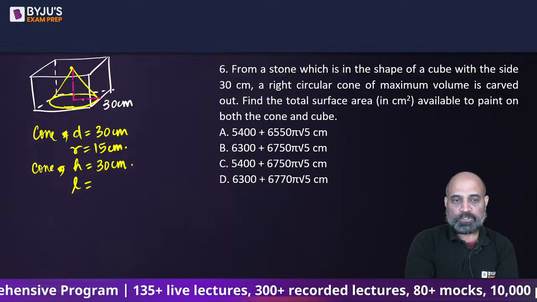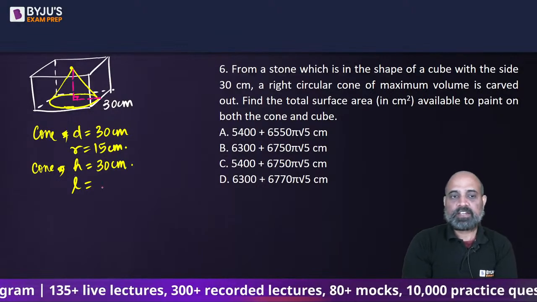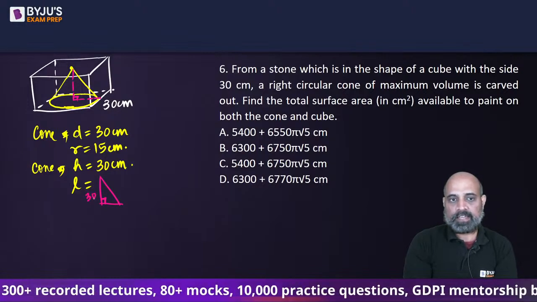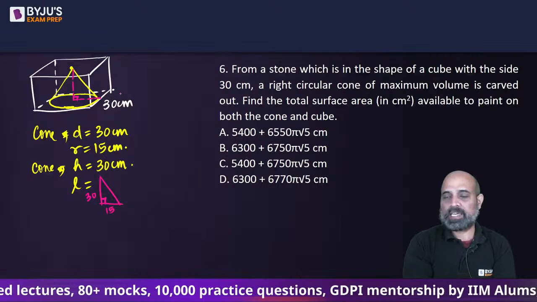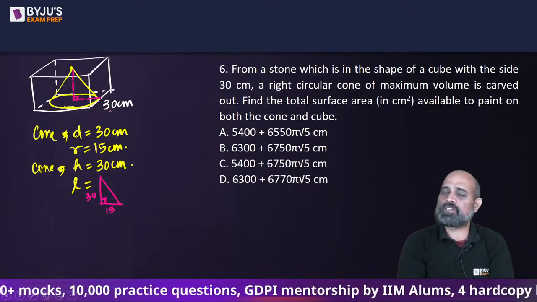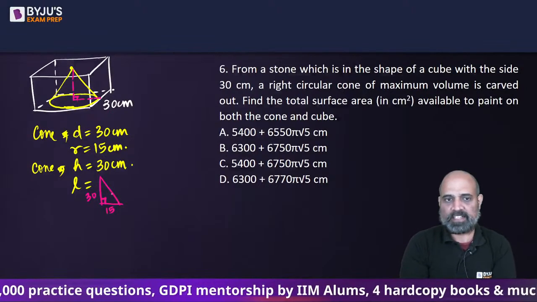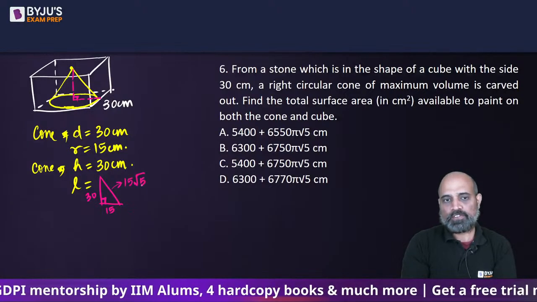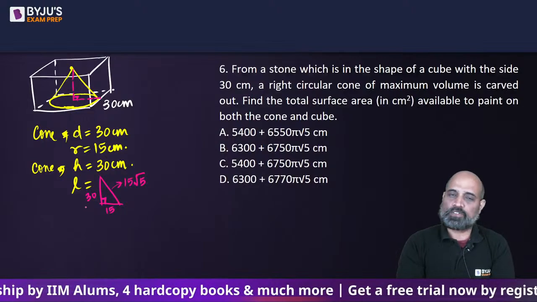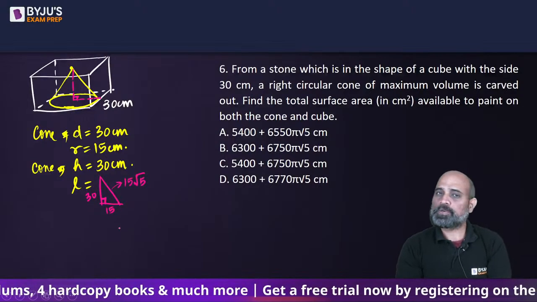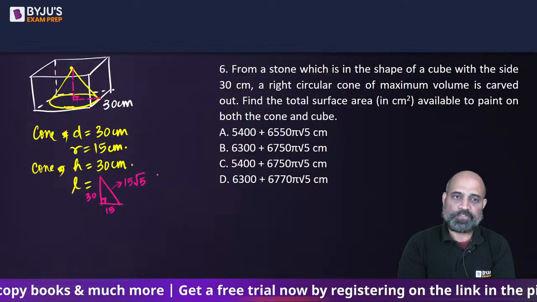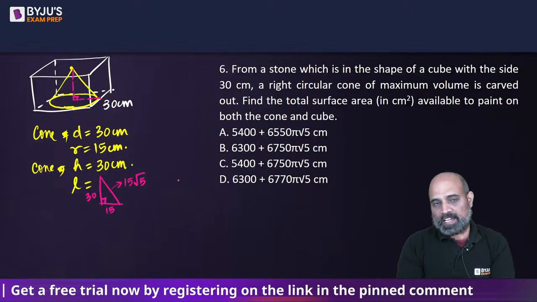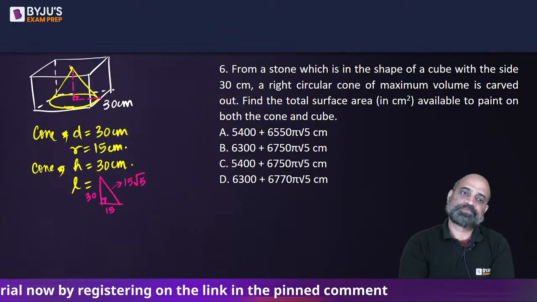So this is going to be the hypotenuse of this right angle triangle, where one side is 30 and the other is 15, because the base is a circle with radius 15 and the height is 30. So this is going to give us 15 root 5, right? Because this is 15 into 2, 15 into 1, 2 and 1 triplet is root 5. Once we know all the three values, we can calculate the total surface area.